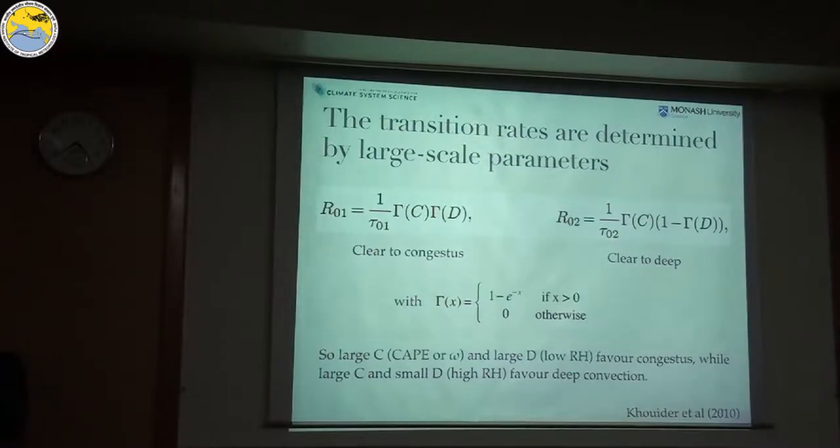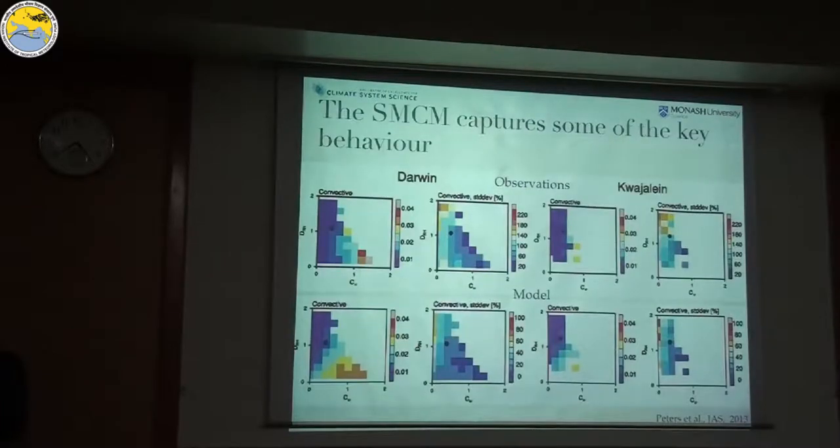And eventually the atom will make its transition, and here our little grid box will make its transition. How well does this work? So we've taken this idea, the toy model, and our observations from Darwin and Kwajalein, which are at the top again, so you've already seen these figures. We have tuned the parameters of the statistical model based on half the observations, and then make predictions for the other half. And this is what we get.